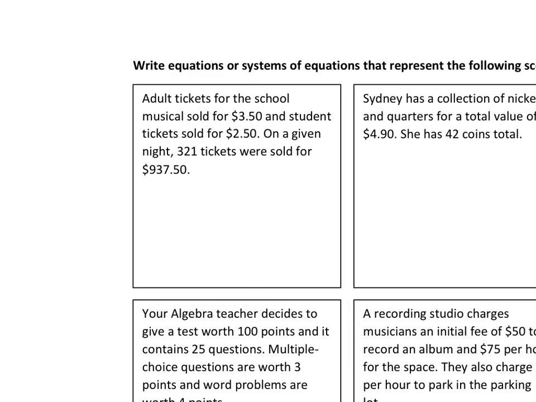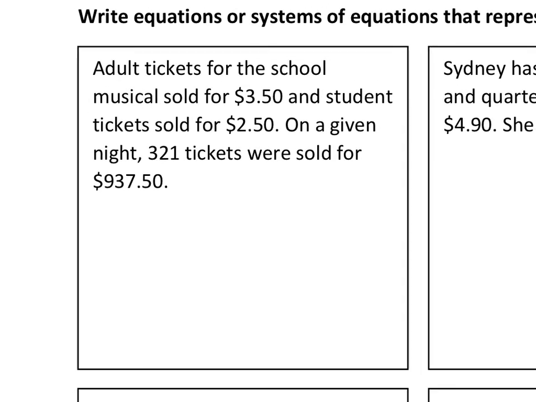Find yourselves on the inside of these notes, please. We're going to do this first example about adult tickets. The first thing we do is read the question. I'll read it out loud for you today. It says, adult tickets for the school musical sold for $3.50 and student tickets sold for $2.50. On a given night, 321 tickets were sold for $937.50. The first thing we have to do is define our variables.